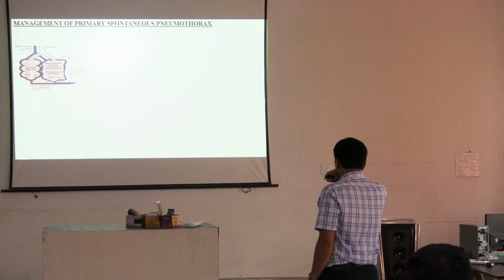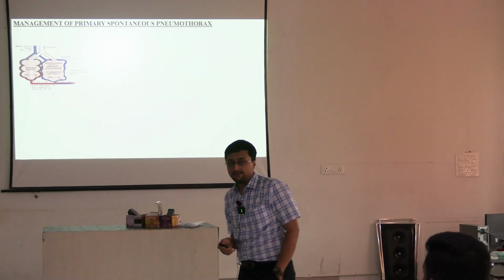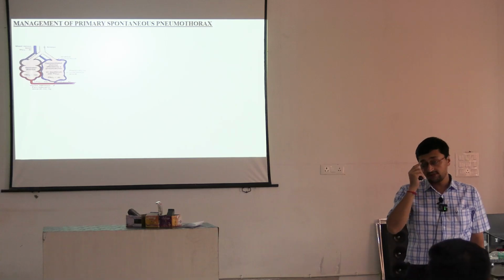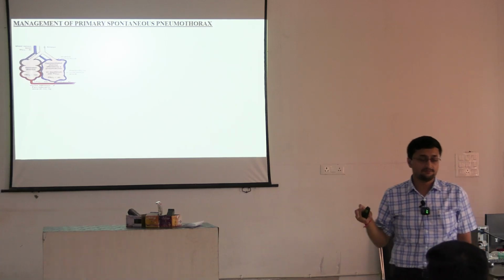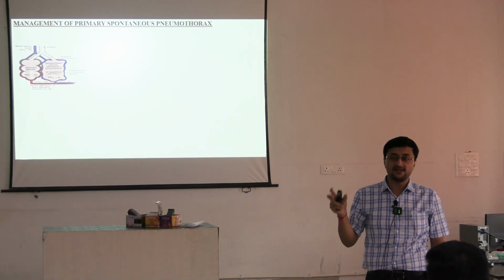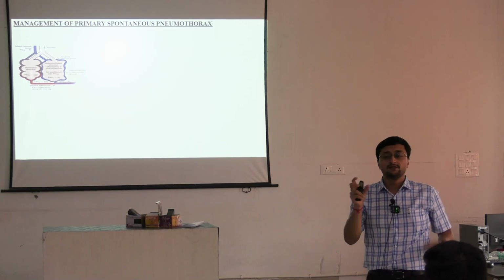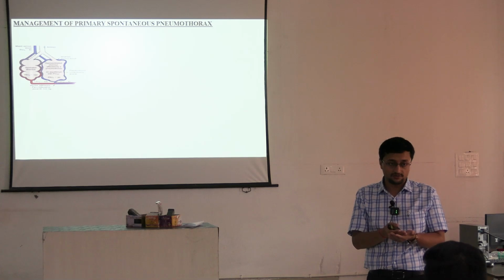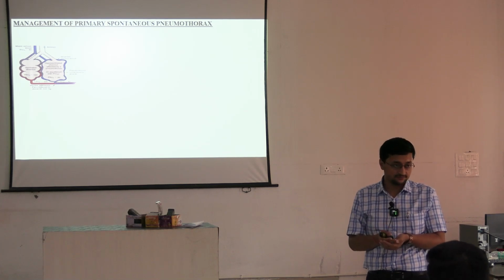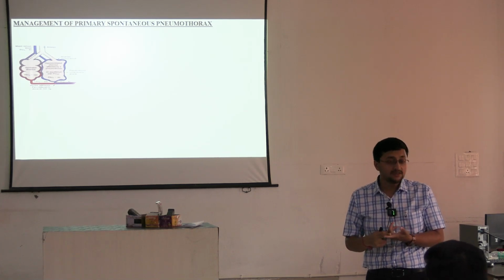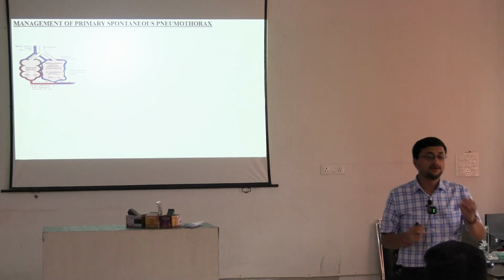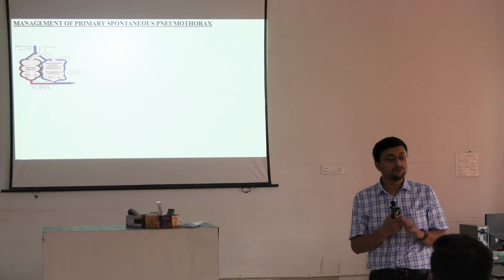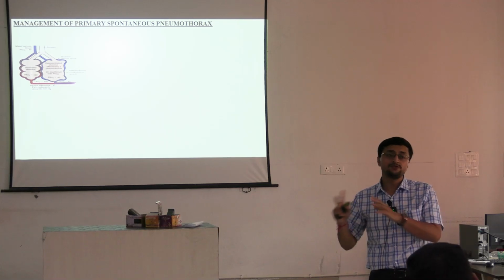So what is the management of primary spontaneous pneumothorax? There are different criteria of management of primary spontaneous pneumothorax. This is according to the BTS guideline. If the volume of the pneumothorax is small, that means less than 2 centimeter, then just give 100% moist oxygen and the pneumothorax will be dissolved in 2 to 3 days.